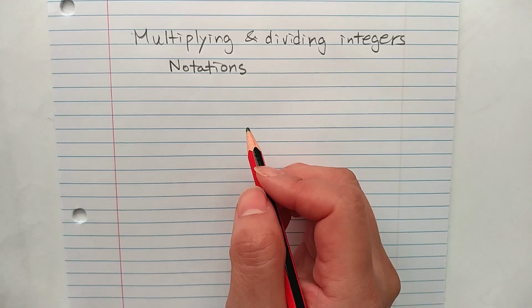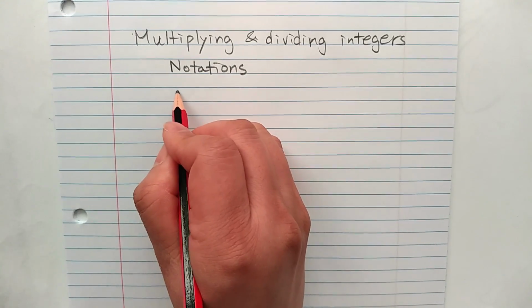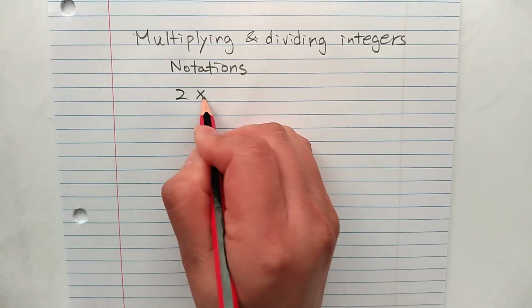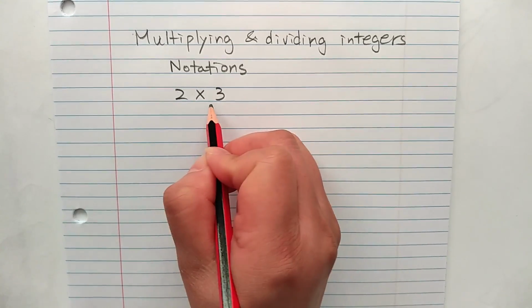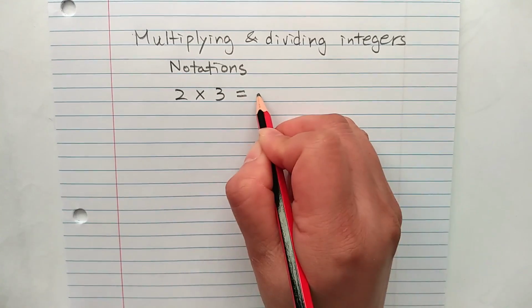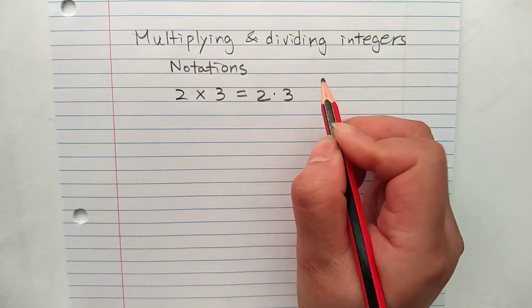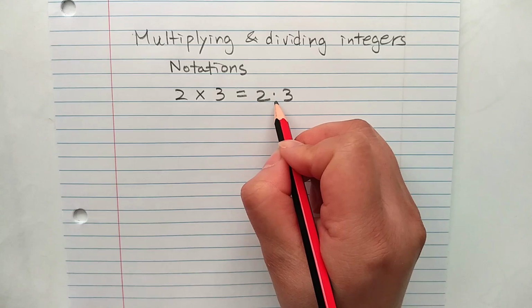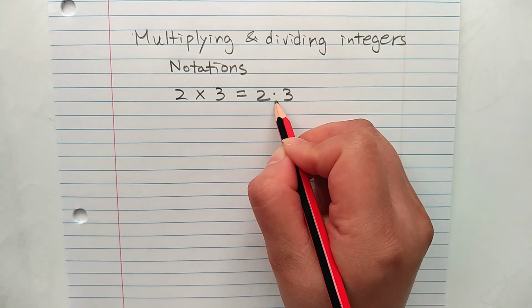Let's talk about notations of multiplication. When we multiply 2 times 3, we've been using this big ol' X sign. A lot of times, you will see 2 small dot 3. This is also a notation of multiplication. We'll use this when we start using variables later.